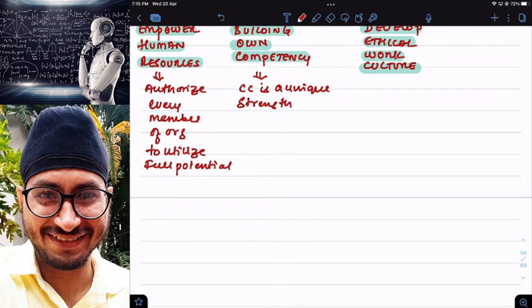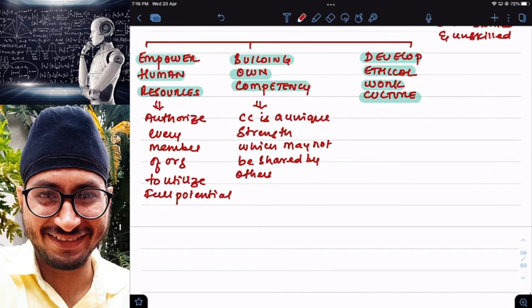We have discussed this concept in chapter number 2, dynamics of competitive strategy. So core competency is a unique strength which may not be shared by others. Clear? That is called what? Building core competency.